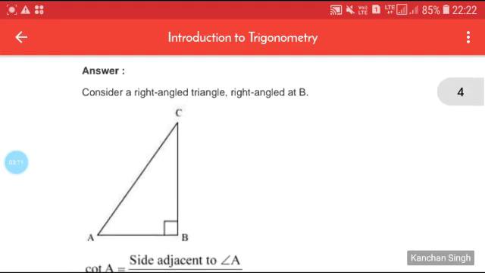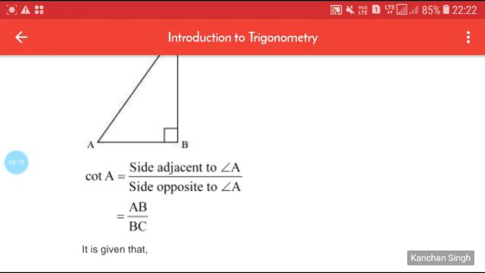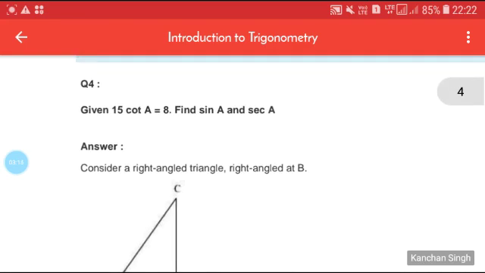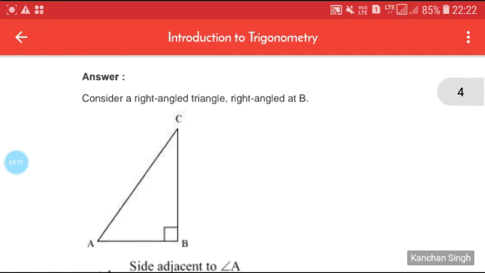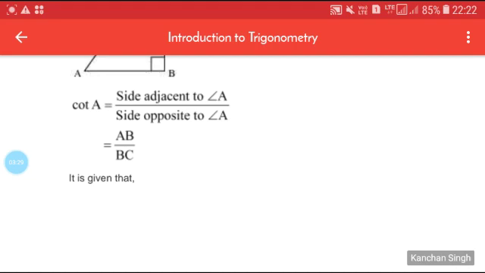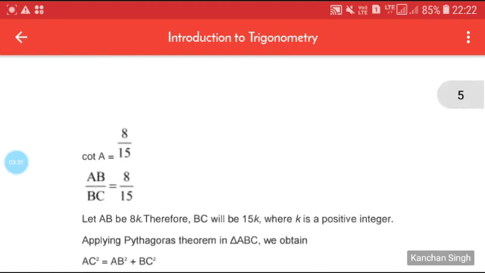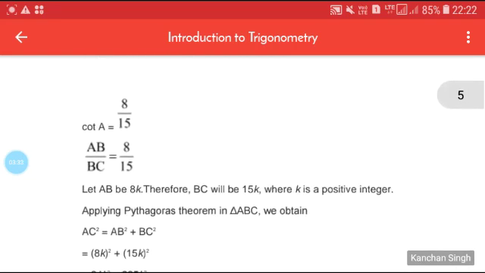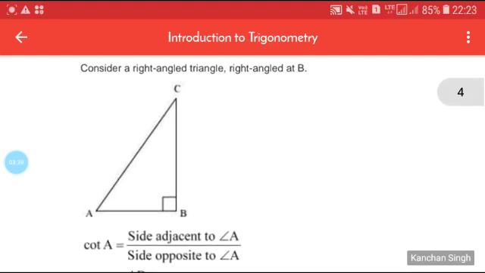So this will be B by P. So simply you substitute the value over here. If cot A is equal to 8 by 15, so that will be B by P. So it means B, this one, is 8 and P, perpendicular, is 15, and then you find AC. Here it is side adjacent to angle A by side opposite to angle A, and here values are given. So if it is this one, we will write in that way, and you find the third side AC.